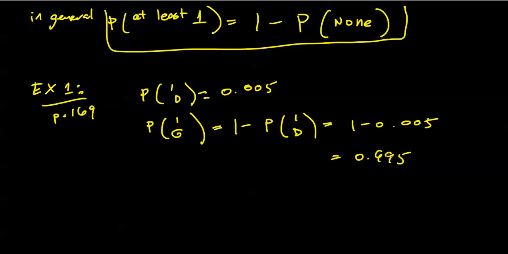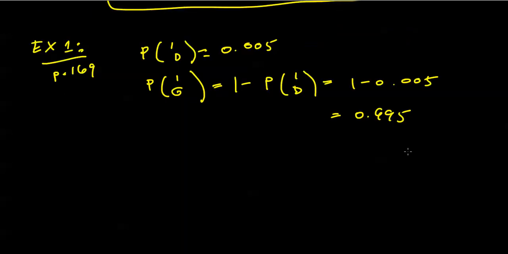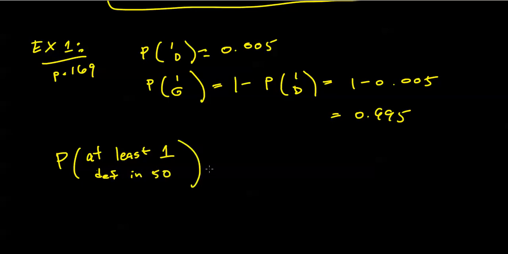If a quality control engineer wants to carefully analyze a defective disk, what is the probability of her getting at least one defective disk in a lot of 50? All right, so the probability of at least one defective in a lot of 50, well, by the above example, it's 1 minus the probability that none are defective in the lot of 50. Okay?